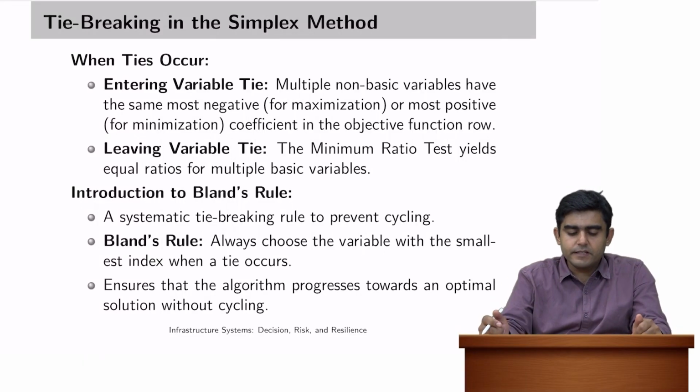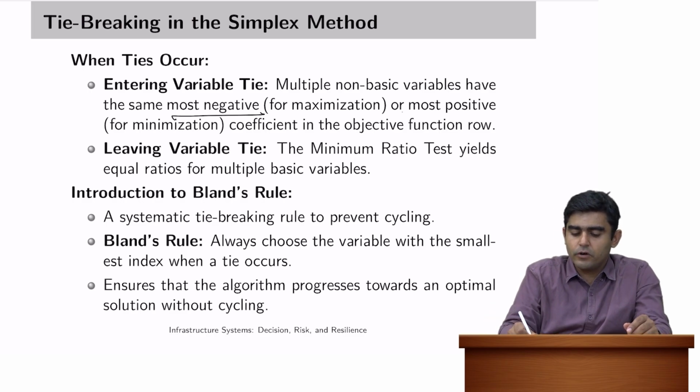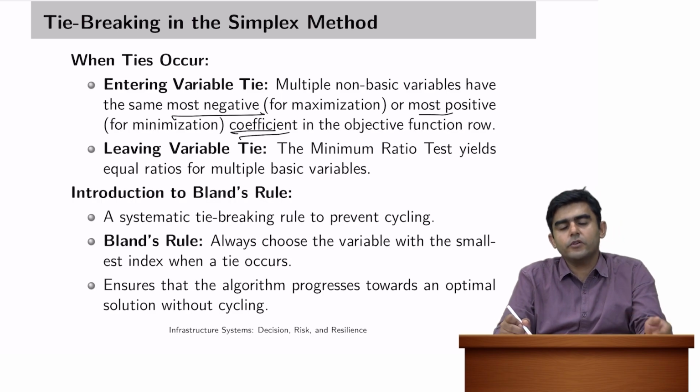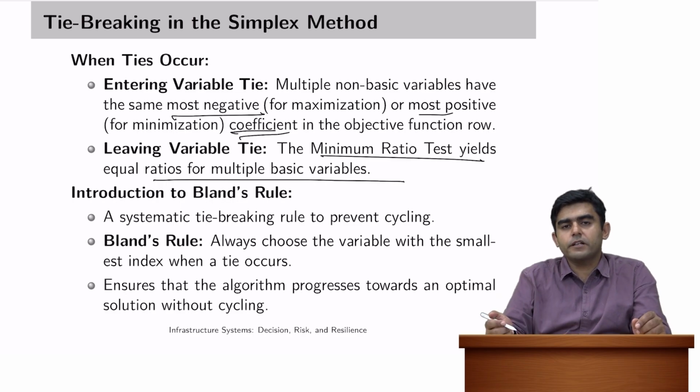So there are certain special cases in the simplex method that we should also look into, for example how to break ties. When you are updating the tableau, you have to decide what is the entering variable and what is the leaving variable. In some cases, multiple non-basic variables may have the same most negative or most positive coefficients, depending upon how you are setting up the problem, as a maximization or a minimization problem. Also, when you are deciding the leaving variable, the minimum ratio test may yield equal ratios for multiple basic variables. So you have to decide a tie to prevent cyclicity, that is, the same variable leaving and the same entering in the next cycle and so on.